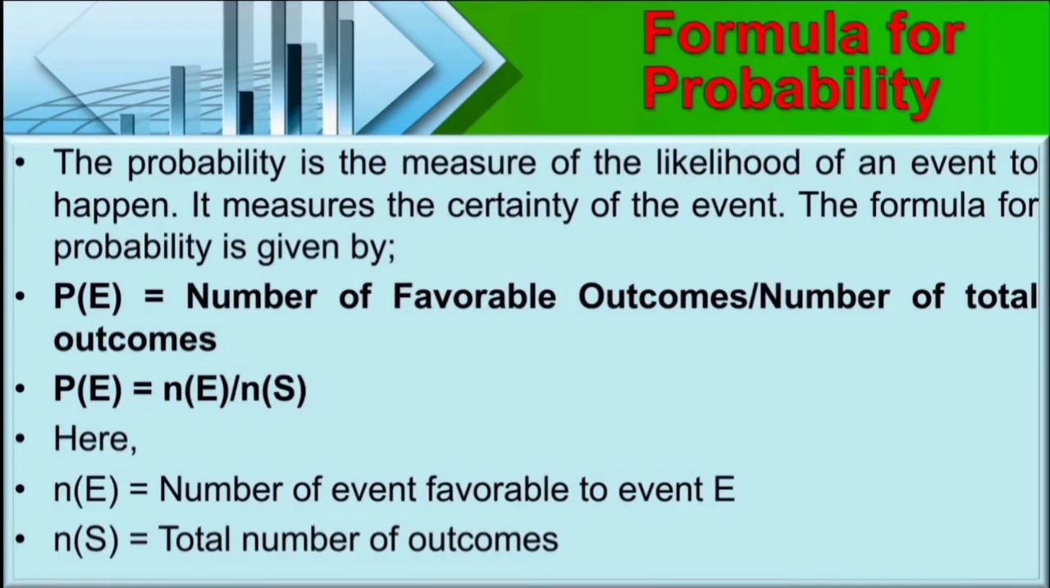Formula for probability. The probability is the measure of the likelihood of an event to happen. It measures the certainty of the event. The formula for probability is given by P of E is equal to number of favorable outcomes divided by number of total outcomes. Thus, P of E is equal to N of E divided by N of S. Here, N of E is equal to number of events favorable to event E and N of S is equal to total number of outcomes.